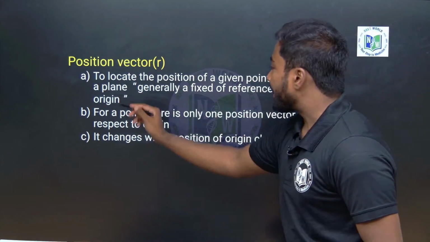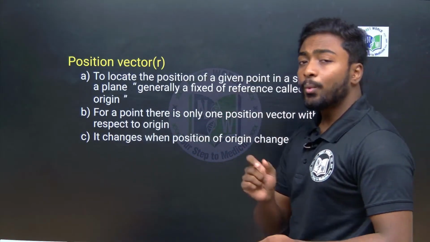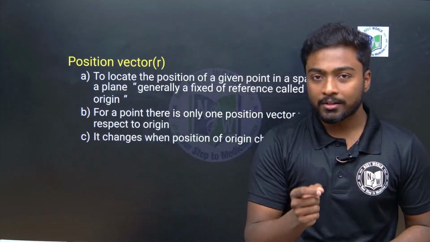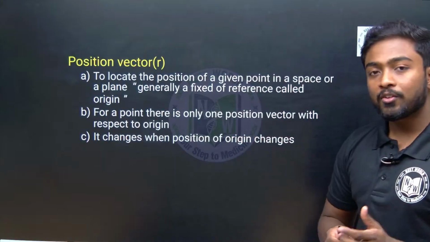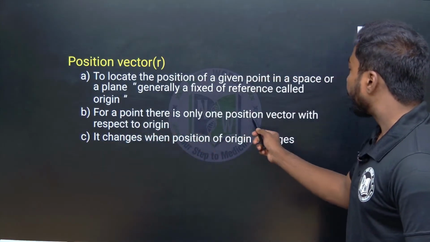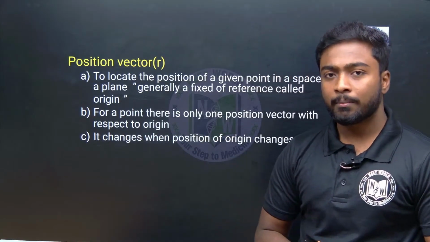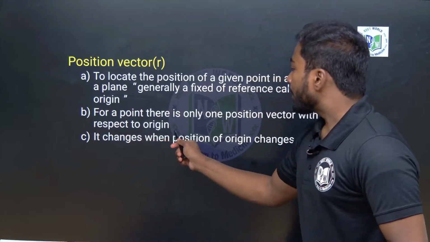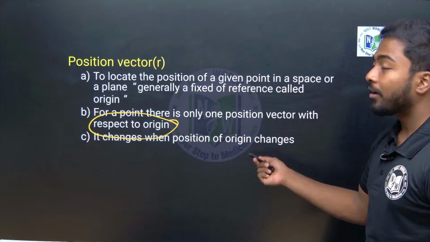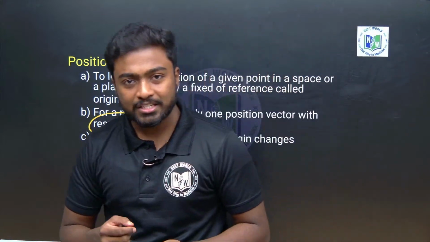So for a line or a plane, generally a fixed point of reference is called the origin. With respect to the origin, we'll take a reference. So the origin is my reference point, and with respect to it I will take the position vector. For a point, there is only one position vector. If I consider any point, only one position vector will be there with respect to the origin. It changes when the position of the origin changes. So if the origin position changes, the position vector will also change.